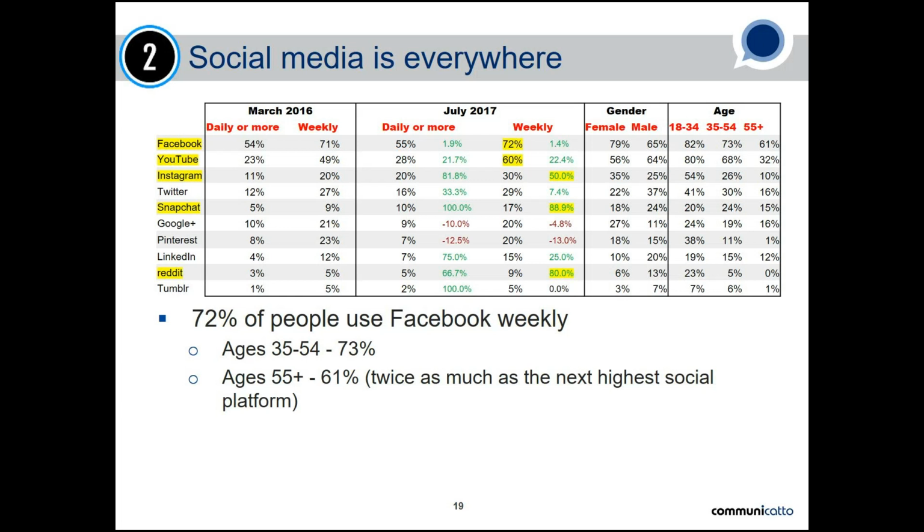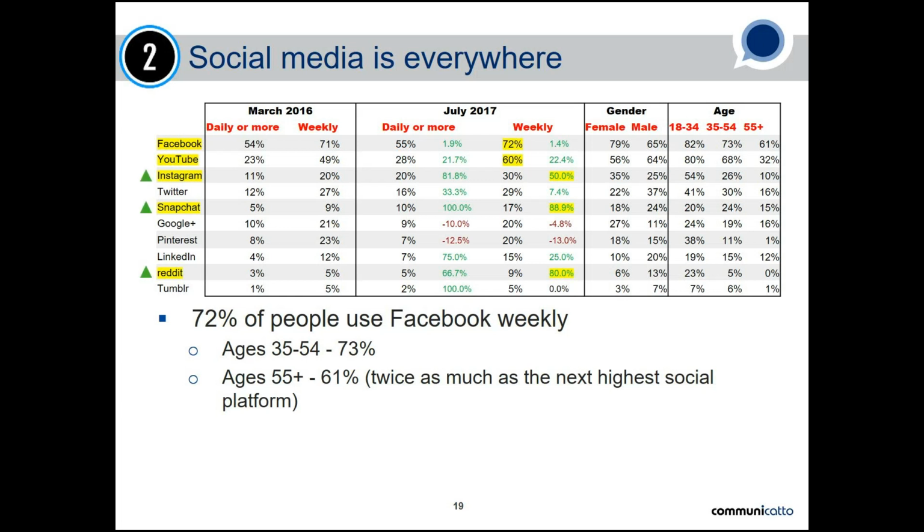3/4 of those folks are using Facebook on a weekly basis, and even 55 plus, 61% of 55 plus are using Facebook on a weekly basis. And if you're looking in the far right column of this table, that is double the next highest, which is 32% for YouTube. So these are very important channels, obviously, Facebook and YouTube.